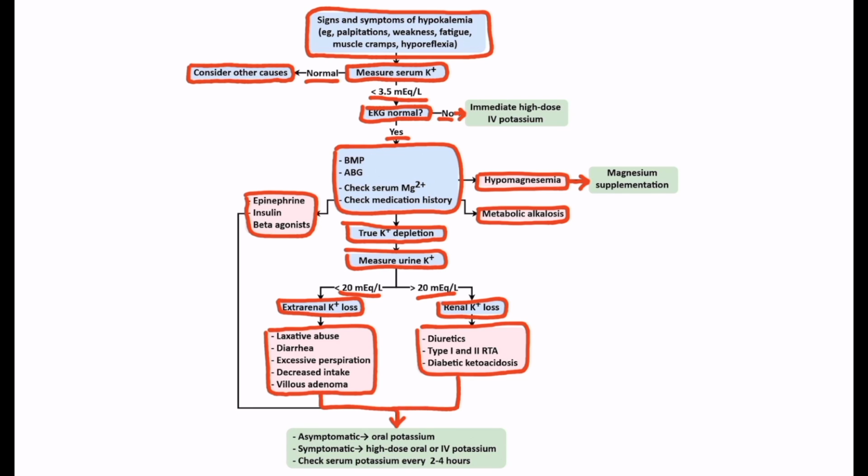Let's talk about the route of administration of potassium depending on severity of hypokalemia. Asymptomatic patients are usually treated with oral potassium supplements, while symptomatic patients are treated with high-dose oral or IV potassium supplements. Regardless, we should check the serum potassium every 2 to 4 hours in order to avoid hyperkalemia.